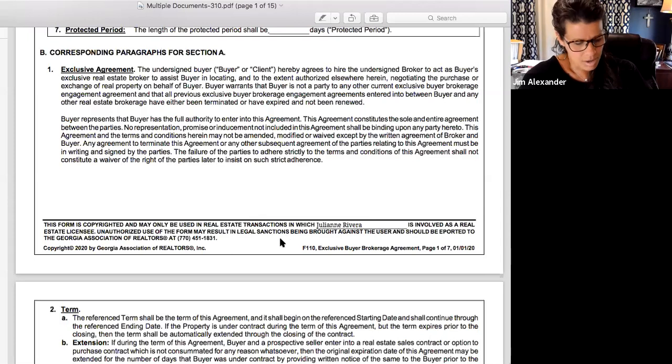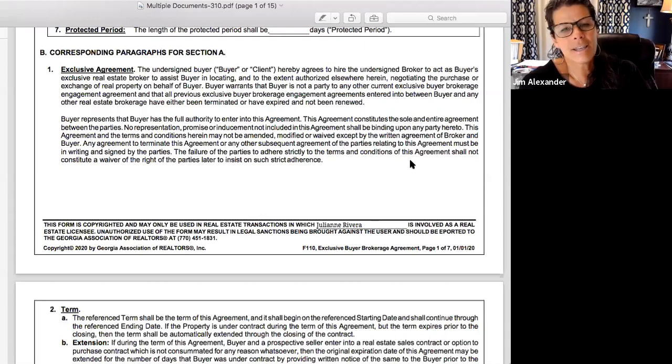So we're going to get ready to get into section B, which are all the paragraphs that explain the blanks that we just had our clients fill in. So there's going to be some great talking points through here. The first paragraph, section B1, exclusive agreement. Look about midway through where it says buyer warrants that buyer is not party to any other current buyer brokerage agreements. It's like the third line down in that first paragraph.